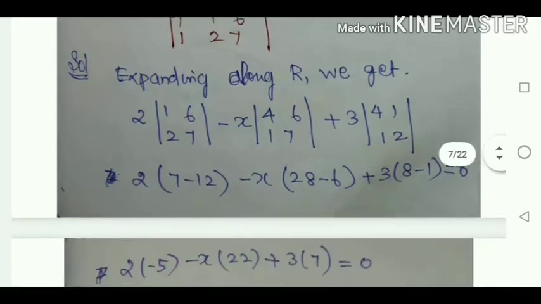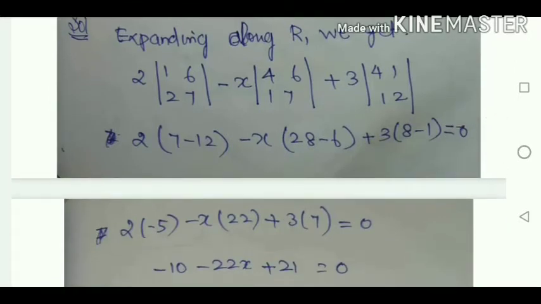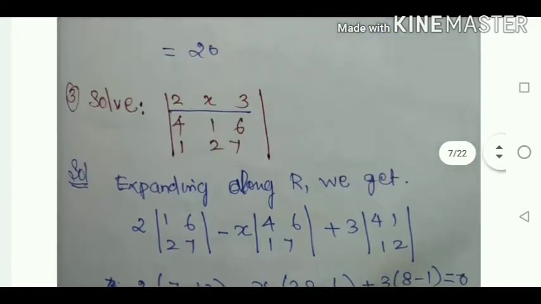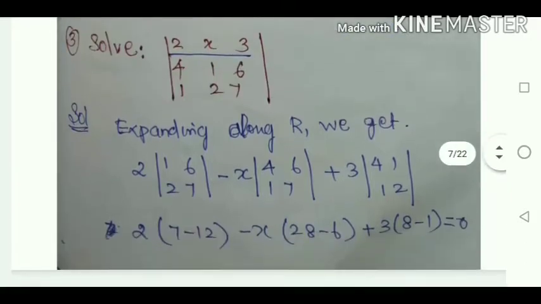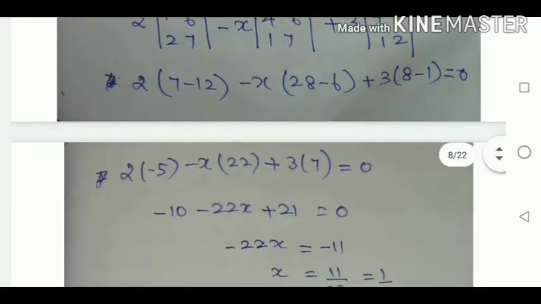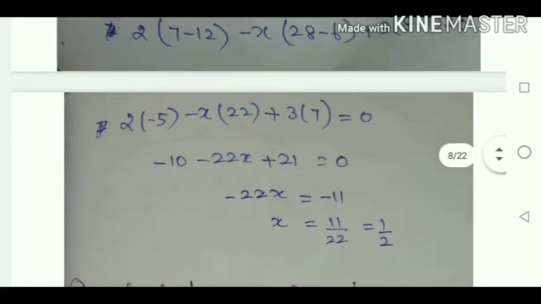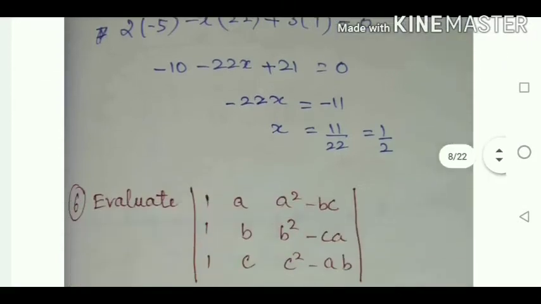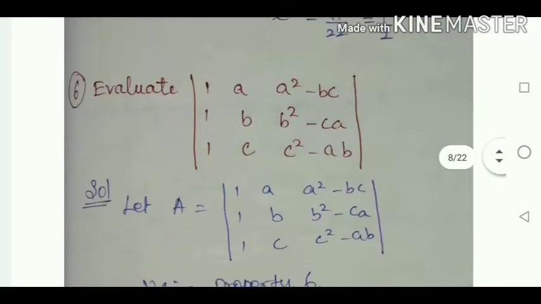After cross multiplying, then you have to multiply by x, giving 22x plus 21 equal to 0. It is given in the question: solve means it is equal to 0. It is missing here, so put equal to 0. Therefore we are getting -10 - 22x + 21 = 0. Therefore -22x = -11, that is 21 minus 10 equal to plus 11; if it goes to the right side of the equation, we are getting -11. Therefore the value of x equals -11 by -22, which is 1 by 2. The minus is cancelled.